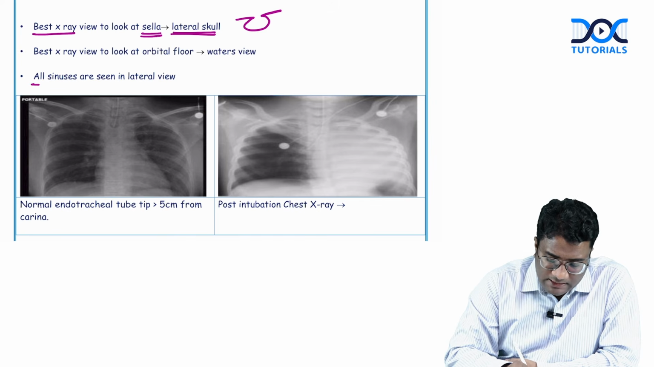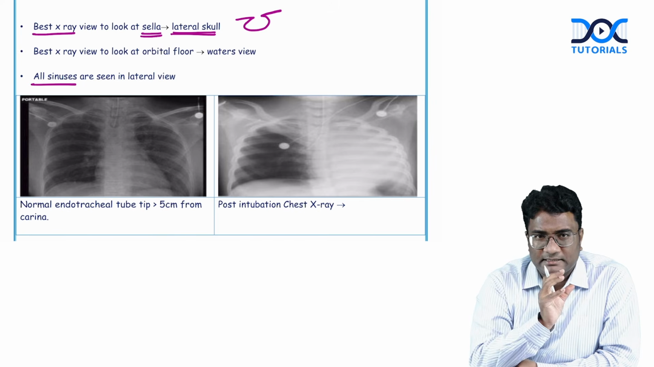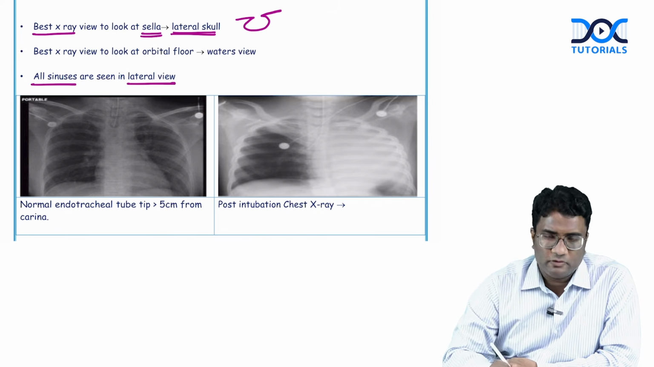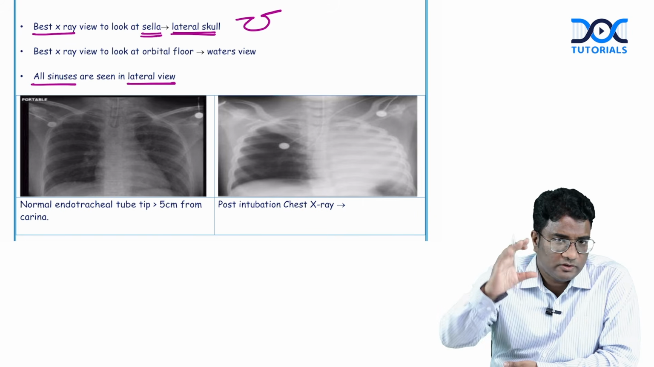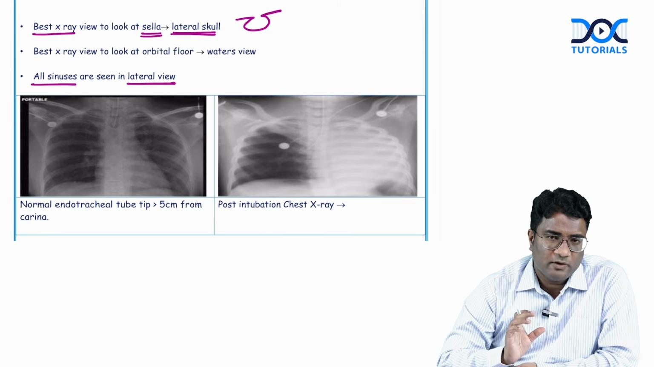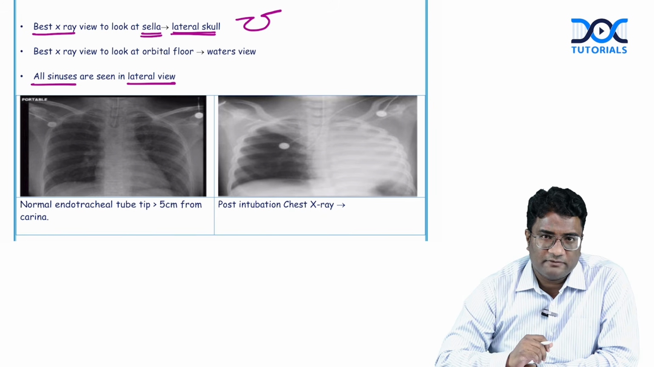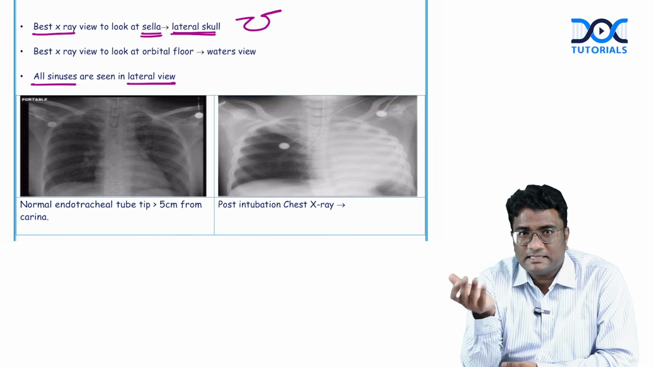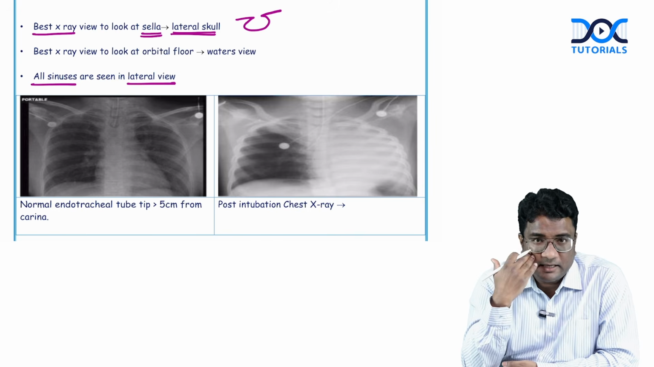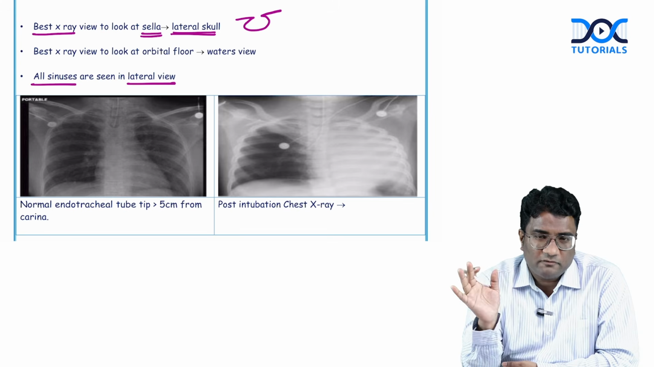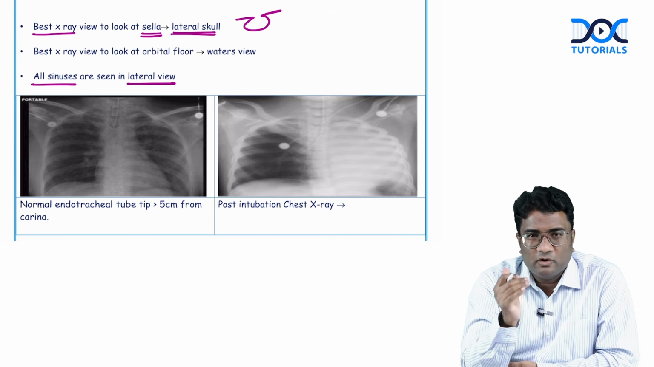So if you want to see part of all the sinuses, you will go for a lateral view. You can see part of the frontal, the maxillary, the ethmoidal, the sphenoidal. So all the sinuses can be seen in one view, that is a lateral skull radiograph. The best view to look at a particular sinus is different. To look at frontal sinus, best is Caldwell view. To look at maxillary is Waters view. But if you want to see part of all the sinuses in one radiograph, you go for a lateral skull radiograph.